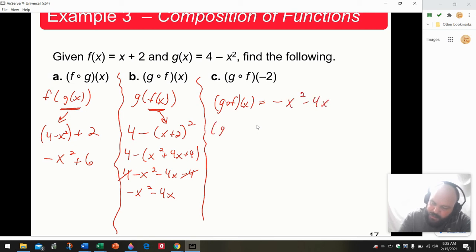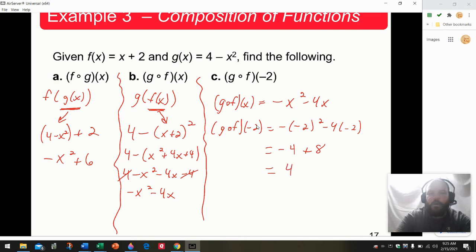Now they want us to find g of f of negative 2. So I'm going to go ahead and substitute negative 2 in everywhere where there's an x. And then the last thing to do would be to follow PEMDAS and get that down to a single number. So the first thing we would do, parentheses, there's nothing to do inside the parentheses. Next would be exponents. So negative 2 squared would be 4, but then we still have this negative on the outside right there. So this is going to be negative 4 and then plus 8. We multiply those two together. Negative 4 and negative 2 is positive 8. And lastly, we would get positive 4.